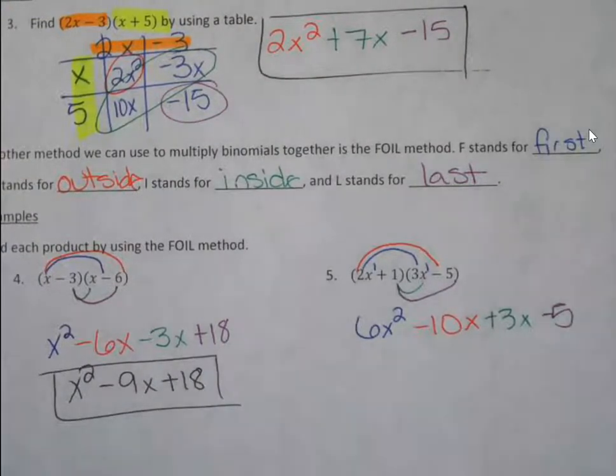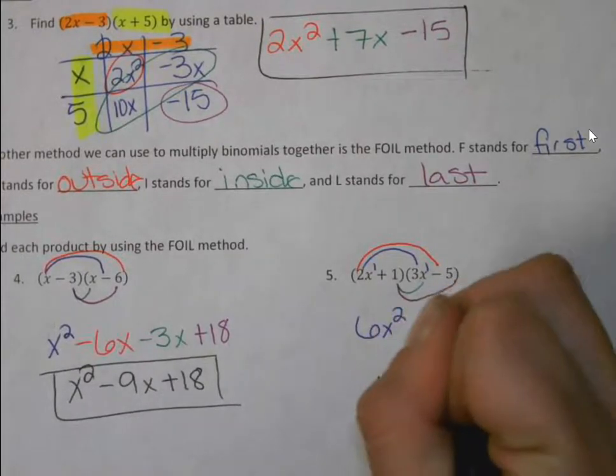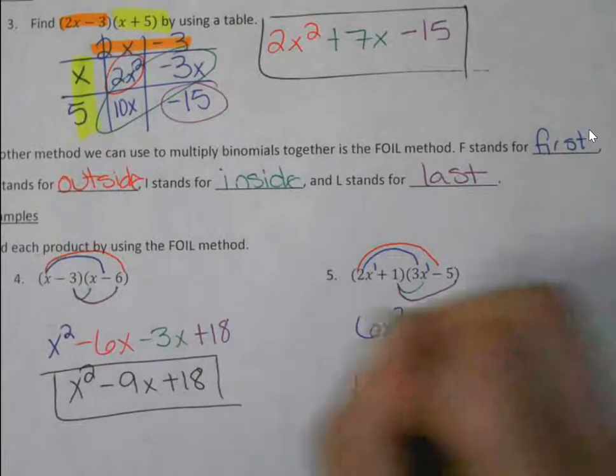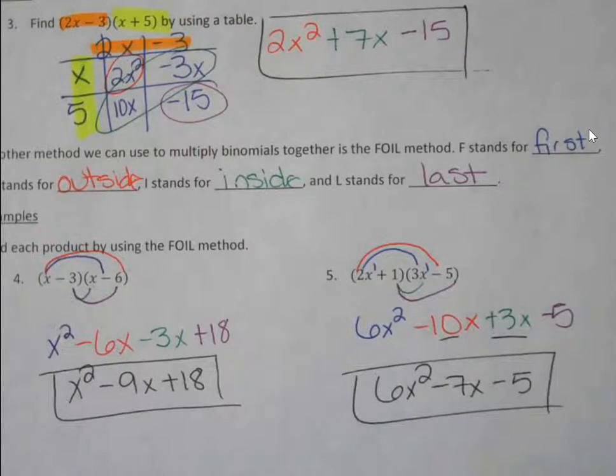So is that my final answer? I combine the negative 10 and the 3 because they both have x's. Negative 10 plus 3 is negative 7. Okay, are there any questions on this method?